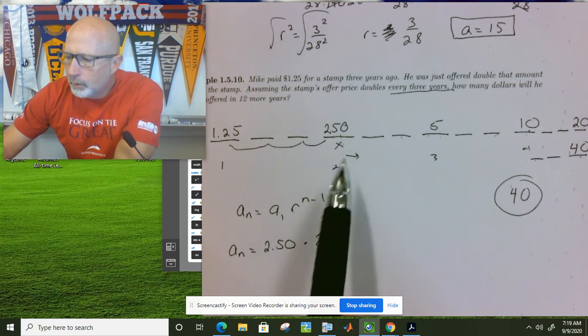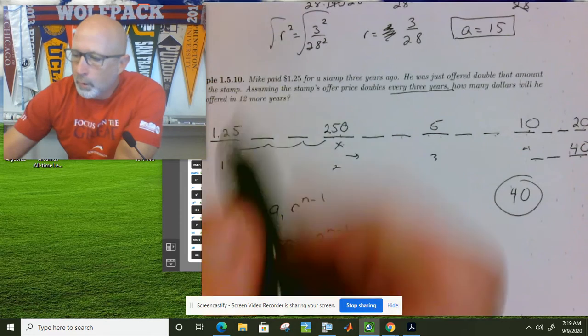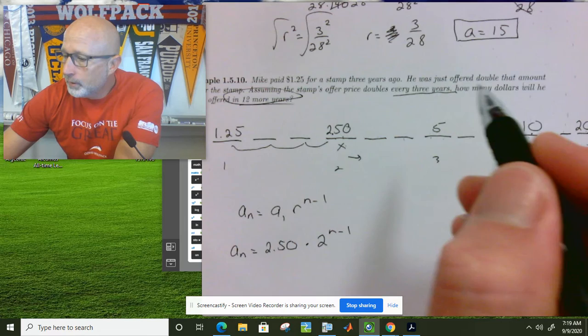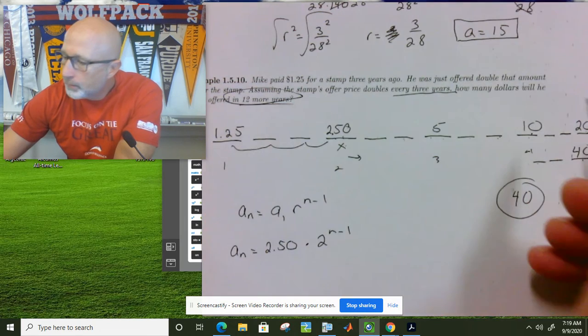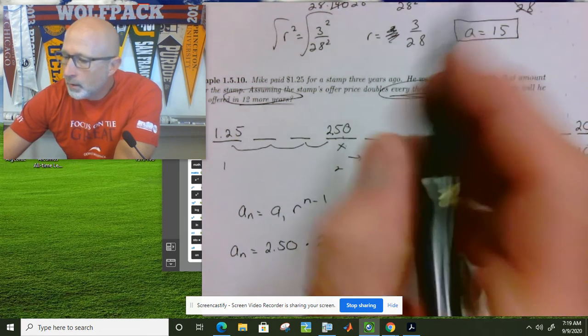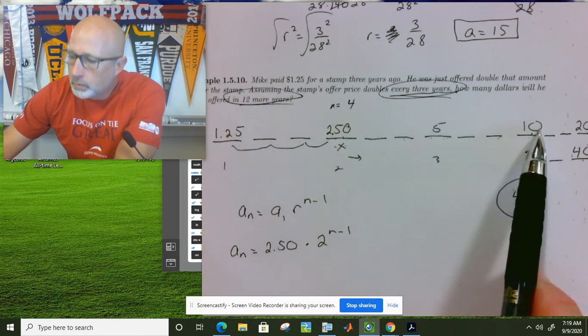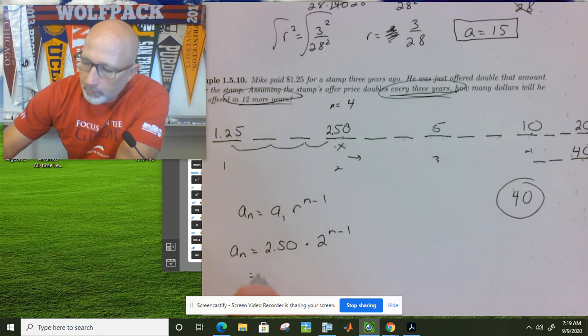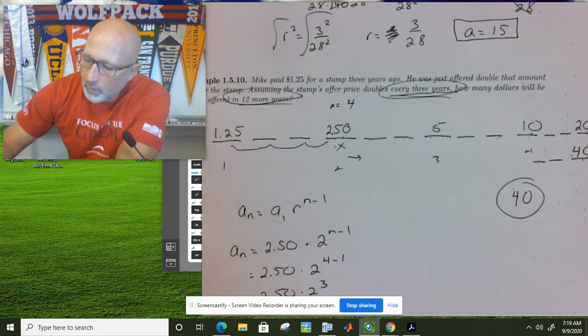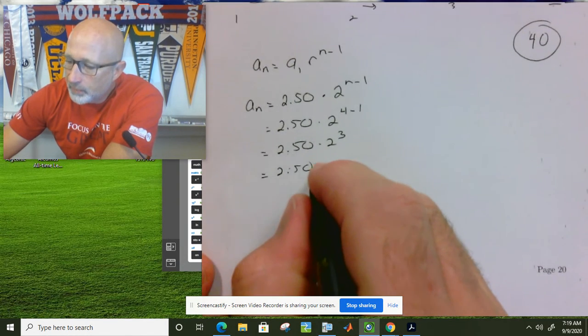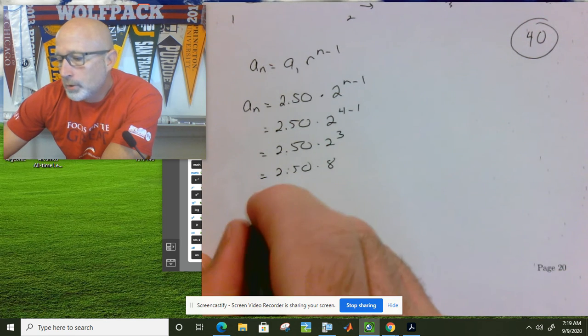So n is going to be how many chunks are you going to go forward? Well, there are 12 more years, and it doubles every 3 years. So that means n will have to be equal to 4. And look, 1, 2, 3, 4. So this is $2.50 times 2 to the 4 minus 1 power, $2.50 times 2 cubed. Sorry about that. Times 8, which turns out to be $40.